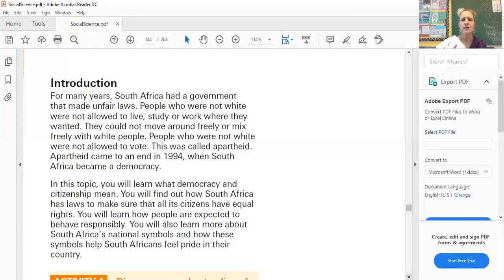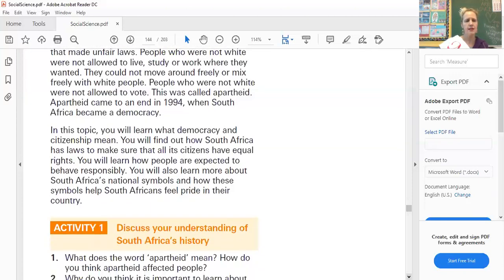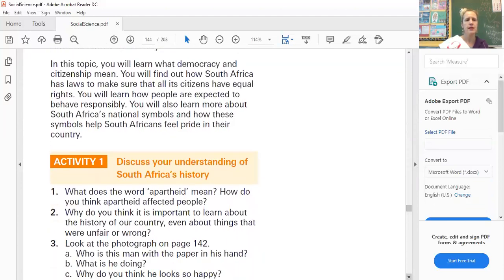That would be fair. Okay, and then next little para. In this topic, you will learn what democracy and citizenship mean. You will find out how South Africa has laws to make sure that all its citizens have equal rights. You will learn how people are expected to behave responsibly. Because you can't just say, oh, it's my right, it's my constitutional right, it's my human right, it's my children's right. No, it goes along with behaving responsibly.